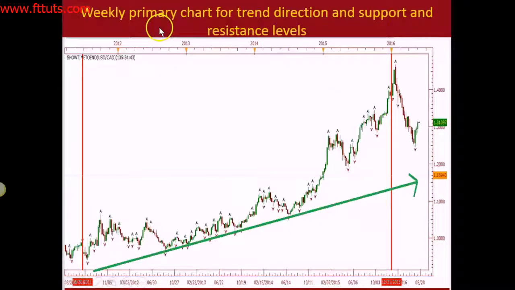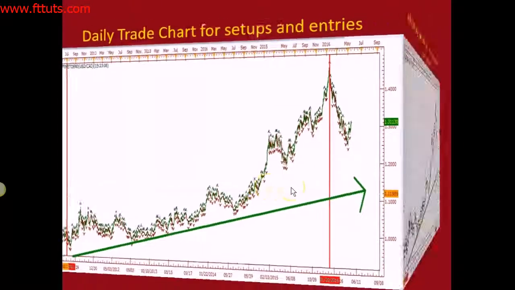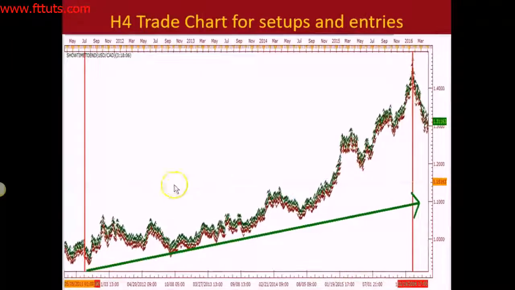So here you see your weekly primary chart. Then you're using your daily chart for the setups. And then again your daily primary chart. And then your H4 as your setup chart.